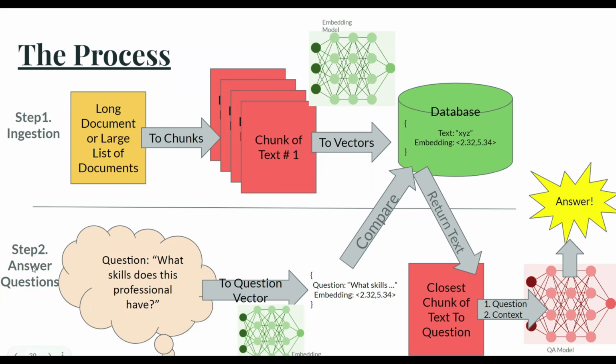From there, step 2, you have your answers, basically answering the question. So the user provides this question, and then the same embedding model is actually going to be used right here to generate the vector. So this is the representation of the question. And then from there, we're going to do a comparison operation in the database. The database is then going to fetch and return the closest chunk of text to this question that the user asked.